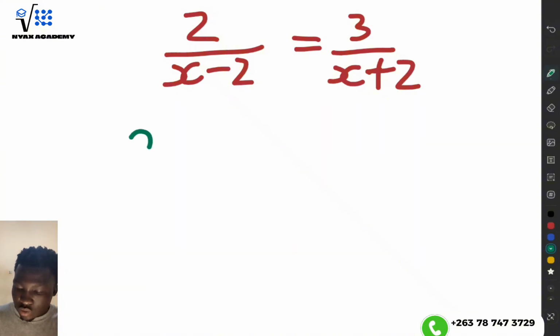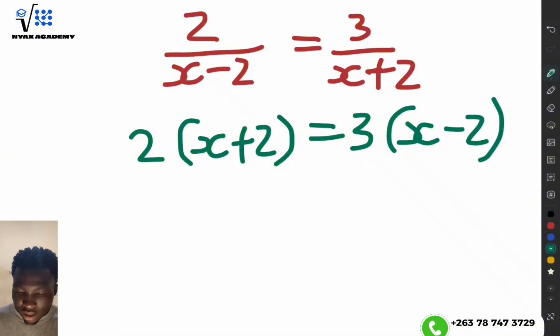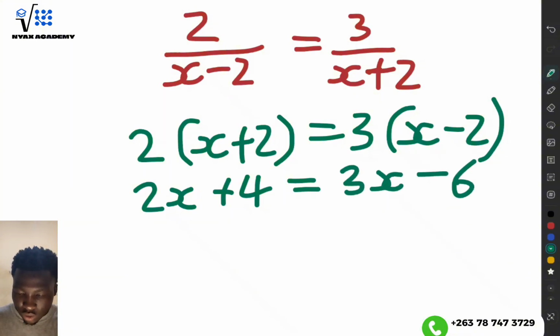So let's do that. We're going to say 2 multiplying x plus 2 is equal to 3 multiplying x minus 2. Then we expand: 2 times x we get 2x, plus 4 is equal to 3x minus 6. So we need to bring the x terms to one side and the constants to the other side. So how can we attain that?